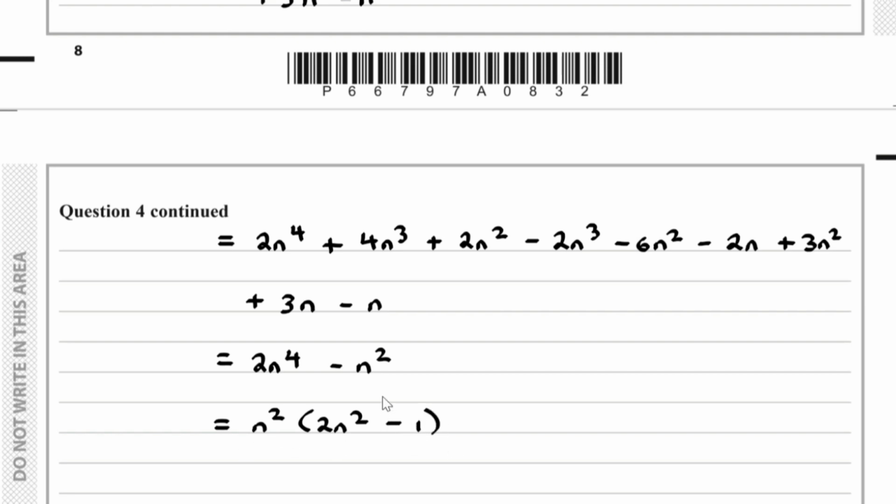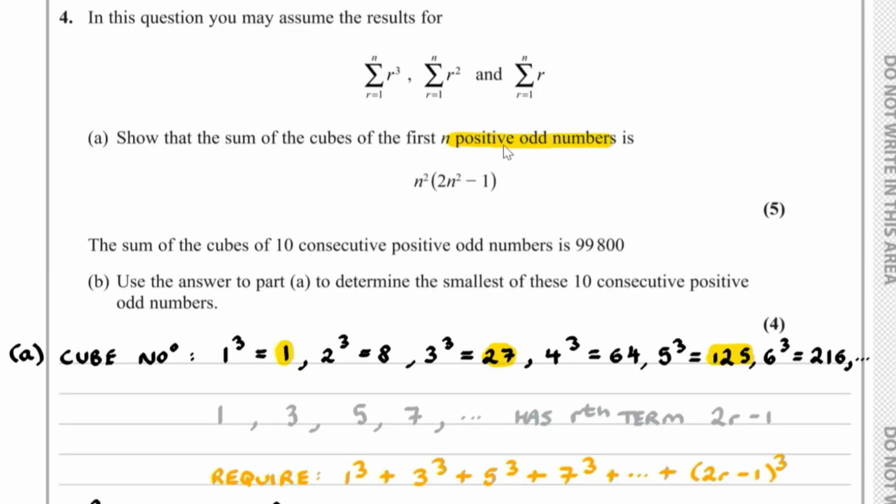So that's all of this simplified. Now for part B of the question, the sum of the cubes of 10 consecutive positive odd numbers is 99,800. We have to use the answer to part A to determine the smallest of these 10 consecutive positive odd numbers.